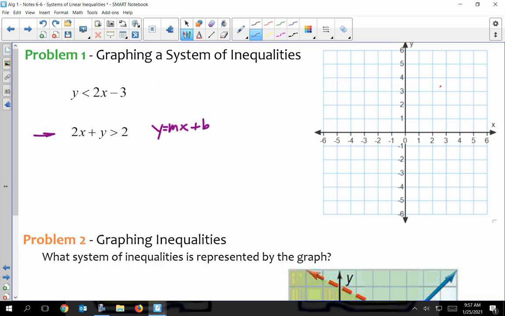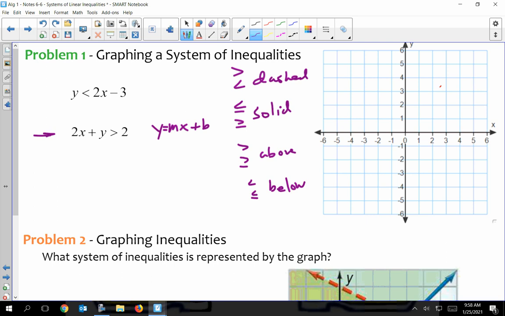Remember your little rules. I'll even write them down for you again. If it's this or this, it's dashed. If it's this or this, it's solid. If it's this or this, you're shading above. And if it's this or this, you're shading below. You should have that in your notes and be able to look back at it. It's a little bit to remember, but I don't think it's that tough. But you should have it written down somewhere to refer to.